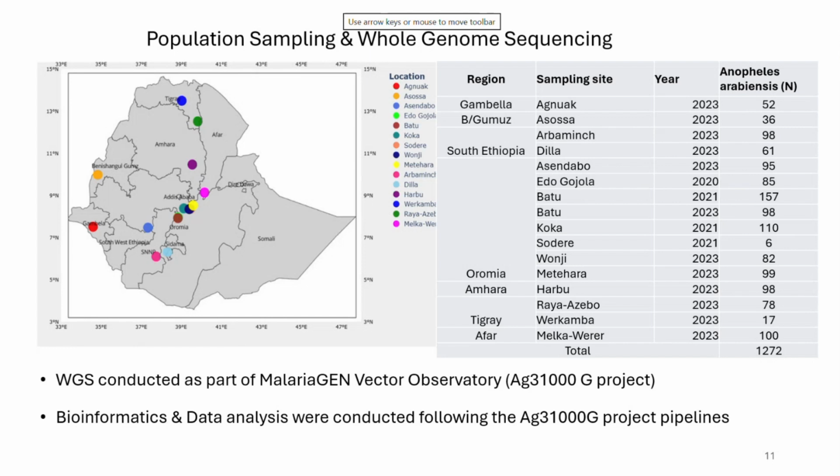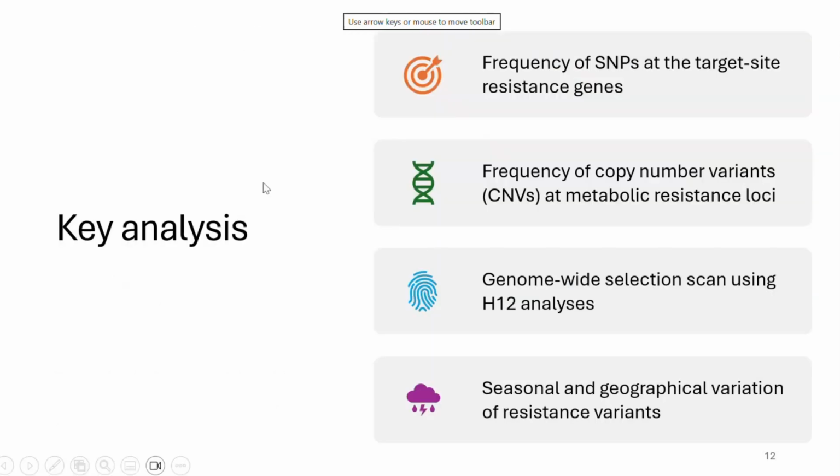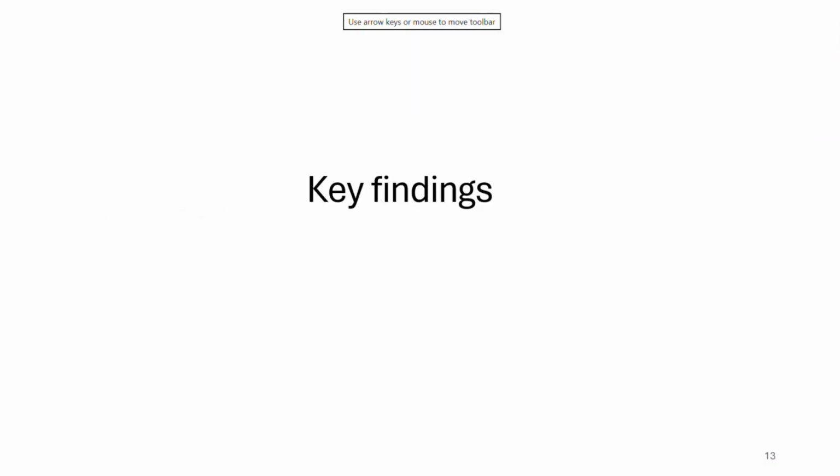So the key analyses we have done include computing the frequency of non-synonymous SNPs at the target site resistance genes. We also computed the frequency of copy number variation at metabolic resistance genes. And we also performed a genome-wide selection scan to look into the novel and known genes which are under recent selection. And we also compared the frequencies that we observed, to see whether they are significantly different across geography and region.